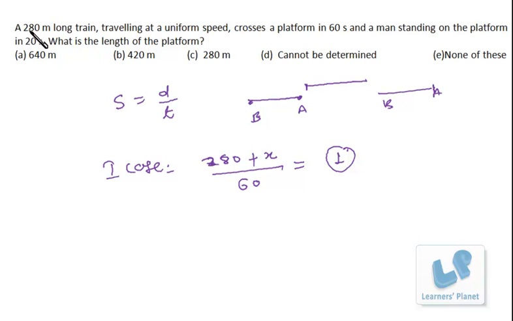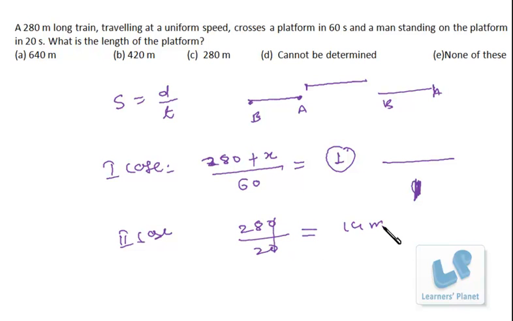In the second case, the length of the train is 280, that is the distance, and the time is 20 seconds, because in this case the train is crossing just a stationary body which has no considerable width. So the time in this case will be same as the time that train is taking to cross maybe a pole or a tree or anything which has no reasonable width. By this way we can calculate the speed of the train, that is 14 meter per second.